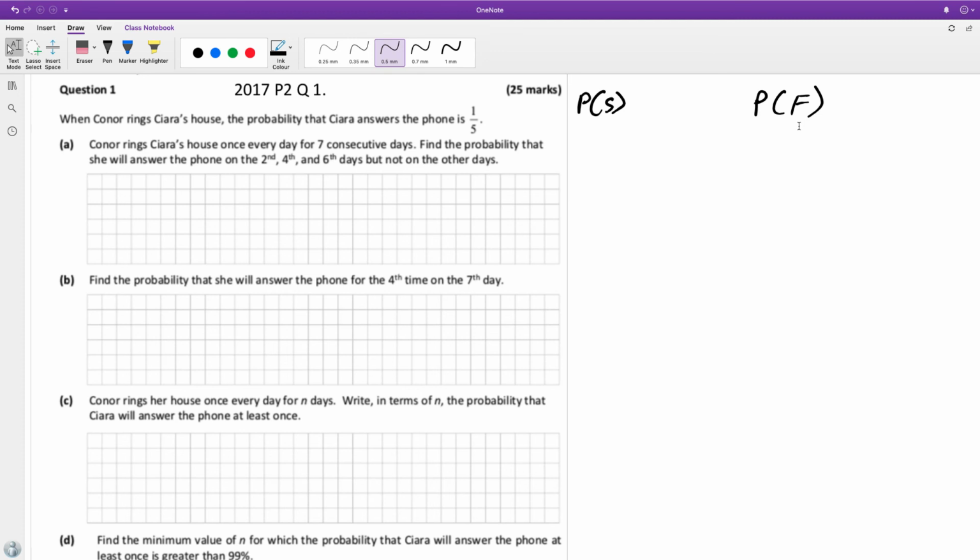Right, what is the probability she answers the phone? Probability of answering is 1 over 5. What is the probability she doesn't answer the phone? 4 over 5, exactly. What's the big thing about probability? It can only range between 0 and 1, exactly. If you get an answer which is negative, it can't exist. If you get an answer which is more than 1, it can't exist.